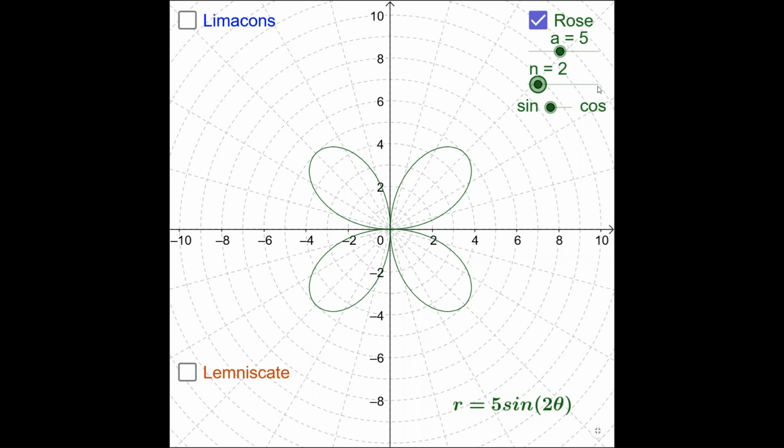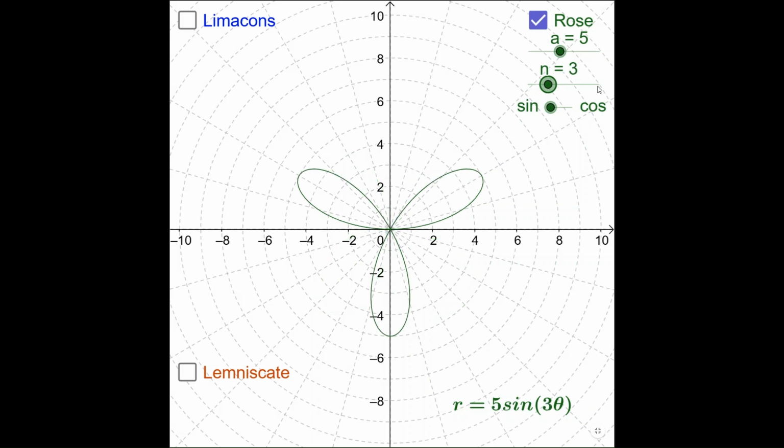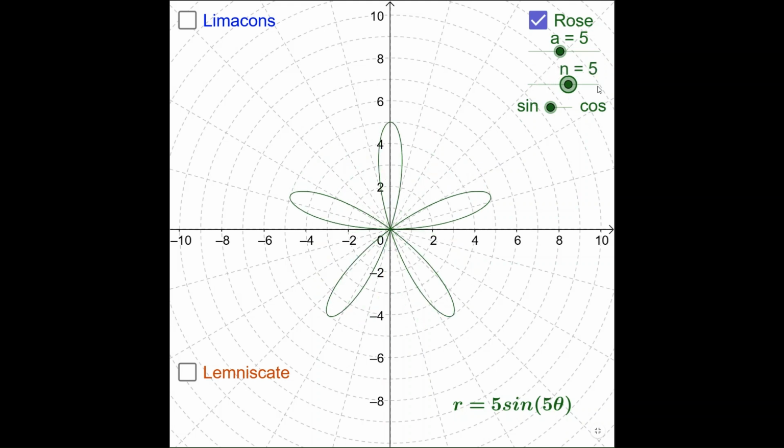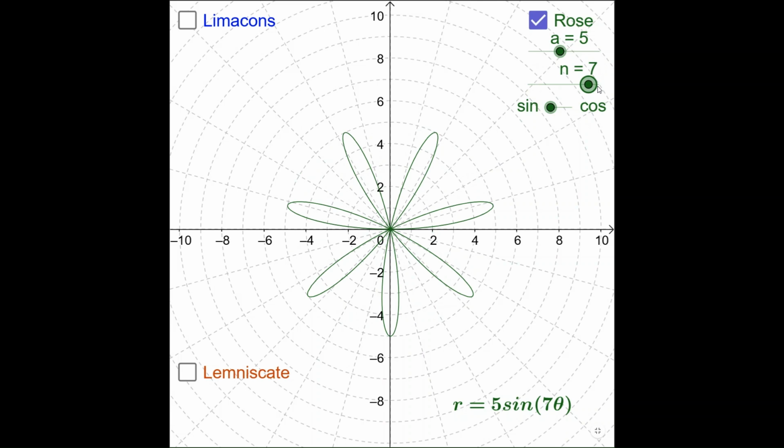Okay. What about if it's odd? So if n is 3, we have 3 petals. One of those petals is on the y-axis. In fact, it's on the negative y-axis. So if n is 3, we have a petal on the negative y-axis. What about if it's 5? We still have 5 petals now, but one is on the y-axis. Nothing on the negative y-axis or the x-axis. So only on the positive y-axis. If n is 7, we have 1 petal on the negative y-axis.